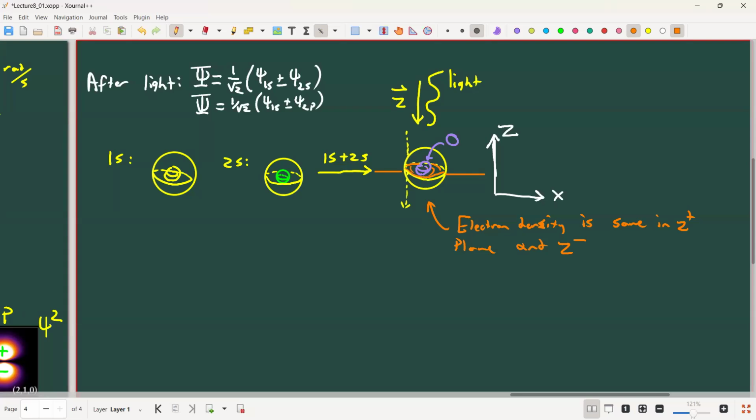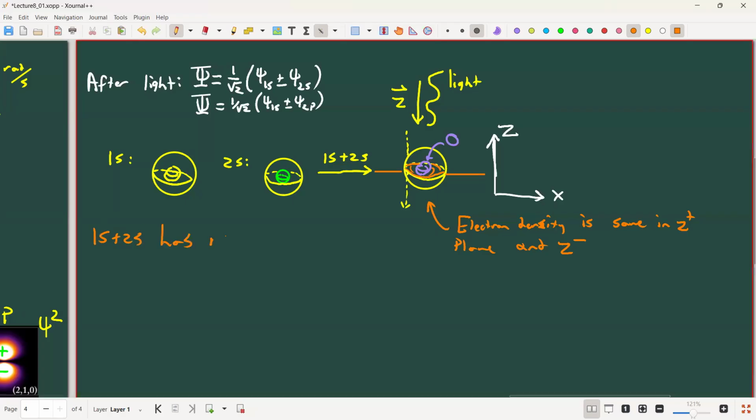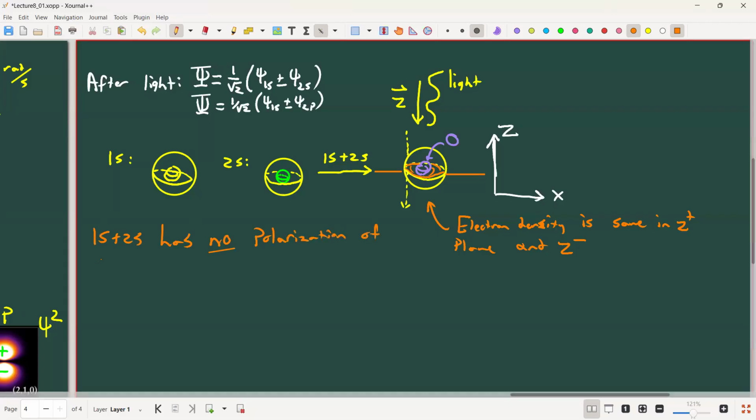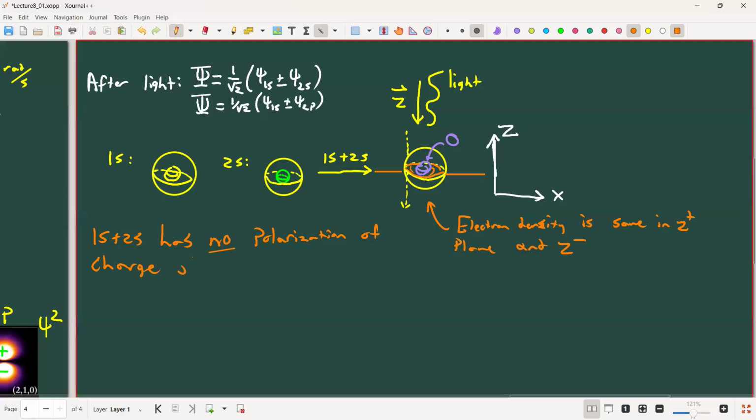All right, so what we can say about this system from this point of view is that the 1s plus 2s has no polarization of charge along the propagation axis of the light.